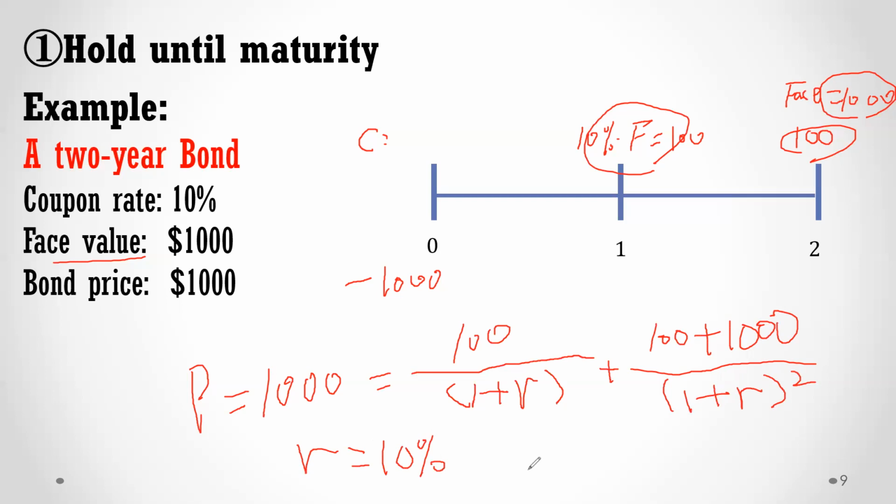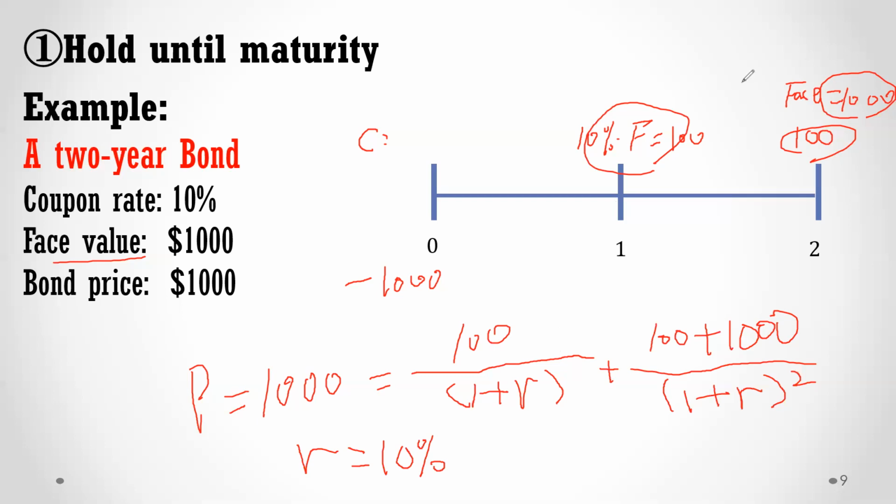So if we hold the bond until maturity, then our realized return should be 10%. And this is already known when the bond was issued. So this means that if you hold the bond until maturity, there's no uncertainty about your realized return. It's 10%. Okay, now let's see the next slide.